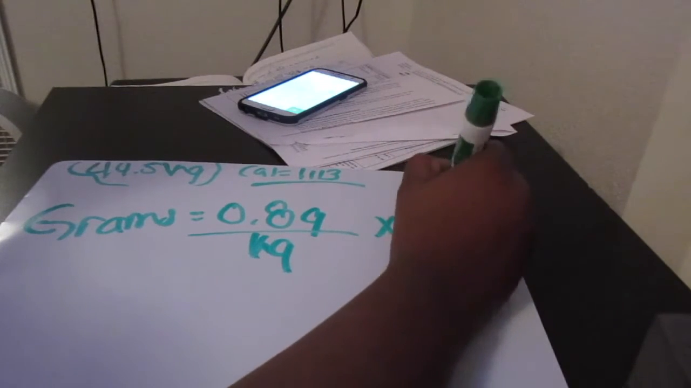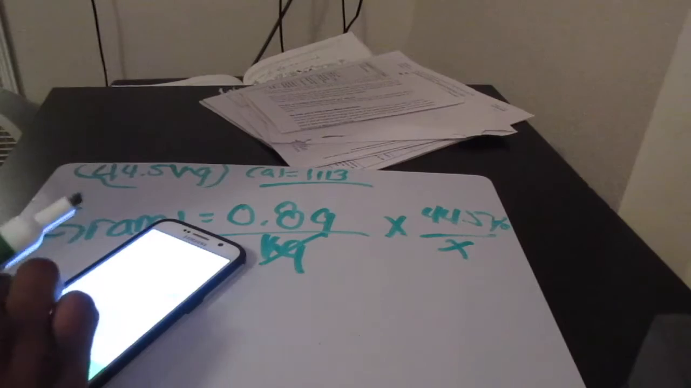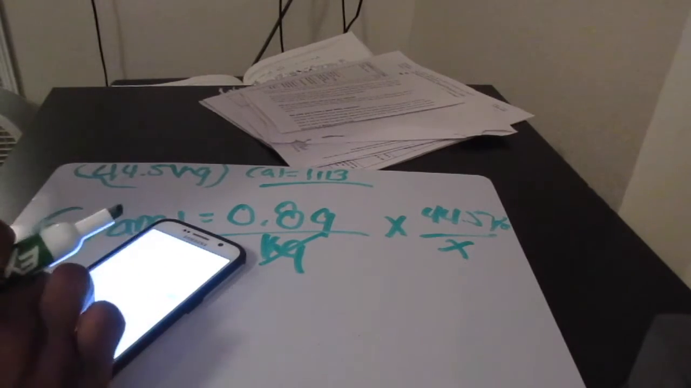Okay. Now we're going to look for protein, which is grams. And we know that's a set of 0.8. So we do grams, 0.8 grams over kilogram times 44.5 kilograms over X. Cancel those. Get your handy dandy calculator. So you do 0.8 times 44.5, which is 35.6.